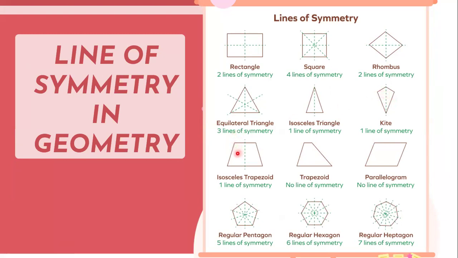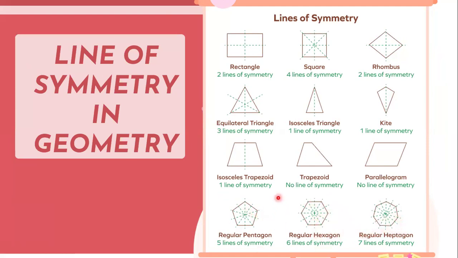Now, if you take an isosceles trapezoid or trapezium, then you will find here one line of symmetry. But if you take only a trapezoid or any trapezium, you will not find any line of symmetry over there. Now, parallelogram, it means it is a tilted rectangle. So here again, you will not have any line of symmetry because if you try to fold it, it will not get exactly folded. Now, regular pentagon, here you will have 5 lines of symmetry. Regular hexagon, 6 lines of symmetry. Regular heptagon, 7 lines of symmetry.